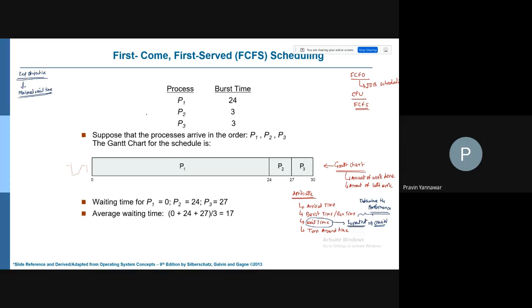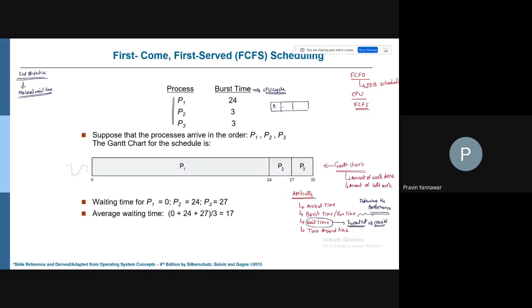Okay, so let us try to understand this. You have got processes P1, P2, P3. These three processes you have. The burst time means the CPU cycles which you require for the execution. P1 requires 24 CPU cycles for execution. P2 requires 3 CPU cycles. P3 requires 3 CPU cycles. Since this is actually a queue, they arrive in the same order.